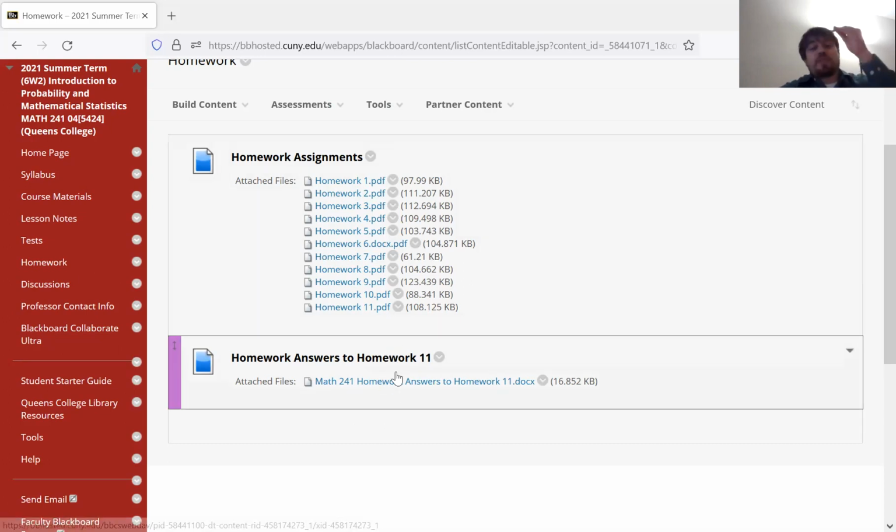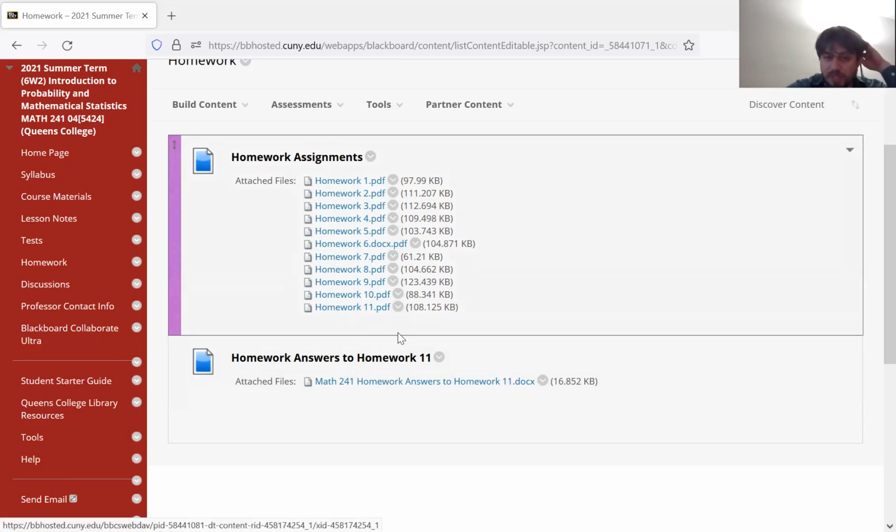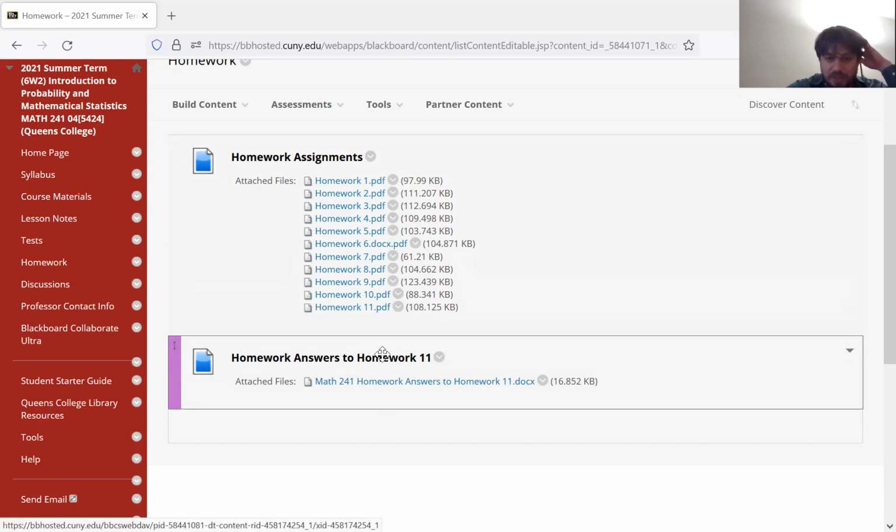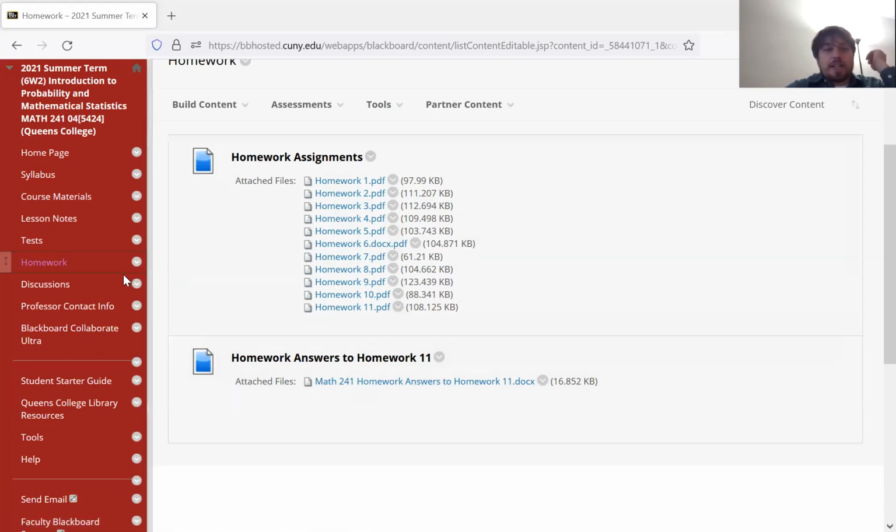After you do the assignment, you can study the solutions there. The solutions won't help you as much if you don't do the problems yourselves. If you just look at the answers, I don't know how much help that is. If you do it yourself, and it makes sense, then looking at the solutions will help a lot, I think. Okay, that's just explaining the homework.